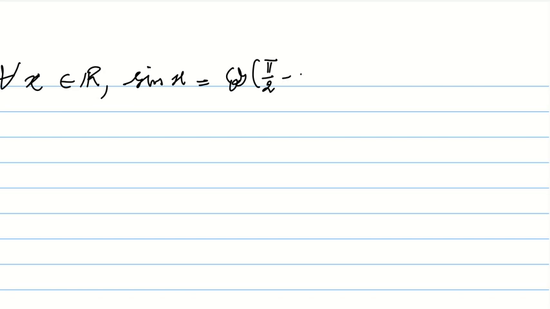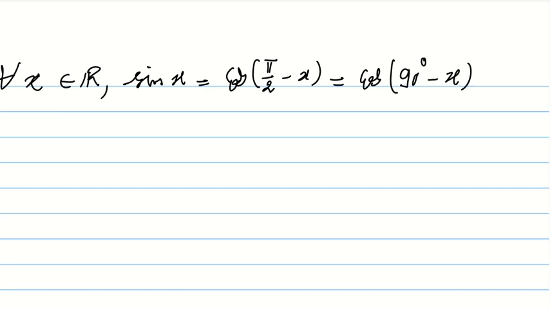Okay, let's now try to solve it. To solve the exercise, we will use the following formula. We know that for every real x, sine x is equal to cosine of pi over 2 minus x, which we can write as cosine of 90 degrees minus x.